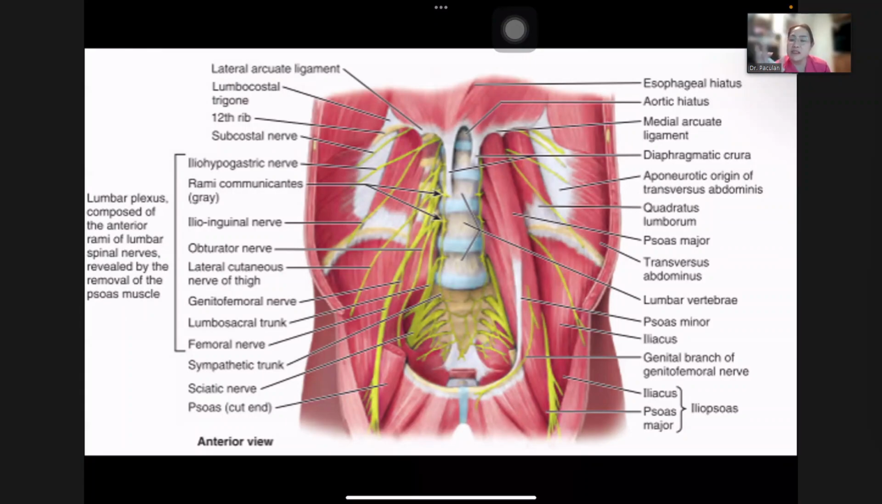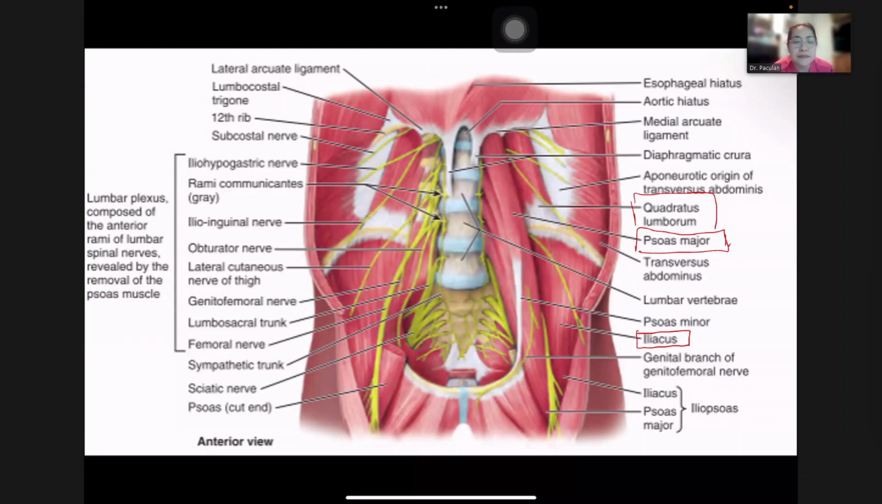So you have the muscles of the posterior abdominal wall. You have your psoas major, your iliacus muscles, and your quadratus lumborum that you should be able to identify. So psoas major, psoas muscle, quadratus lumborum, and the iliacus. Here, iliacus muscle. So try to search them during our dissection.